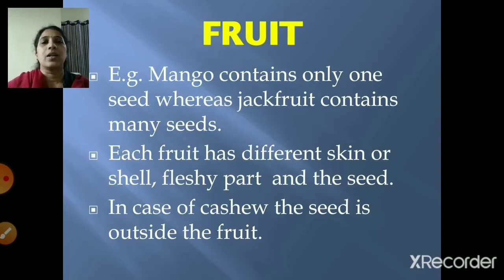Let's take the example of mango fruit. The mango fruit contains only one seed, whereas if you have seen jackfruit, it contains many seeds, right? Each fruit has a different skin or shell or fleshy part and the seed. But in case of cashew, you have seen the seed is outside the fruit, whereas for the rest of the fruits, mostly it is inside the fruit. Only cashew is the fruit for which the seed is outside.